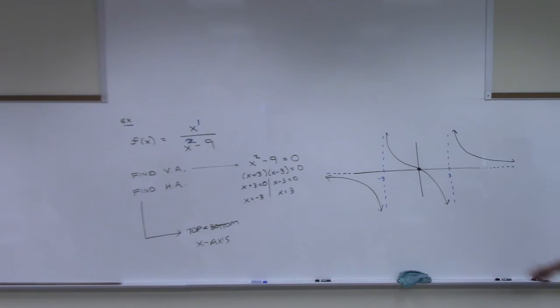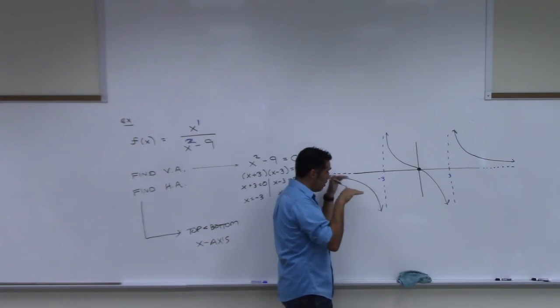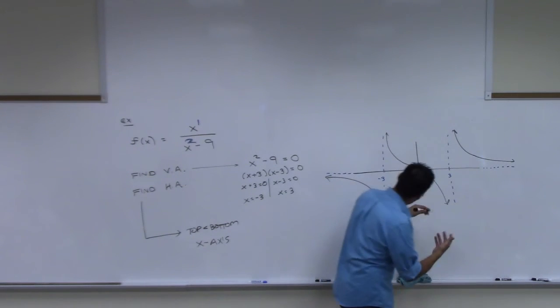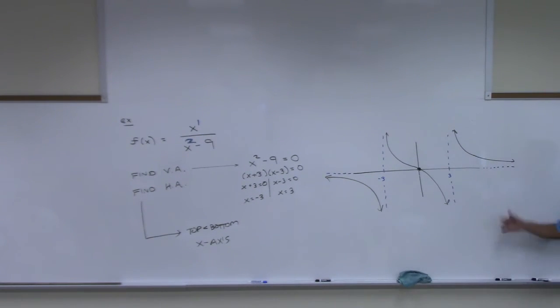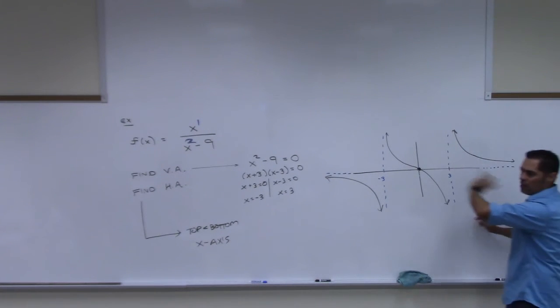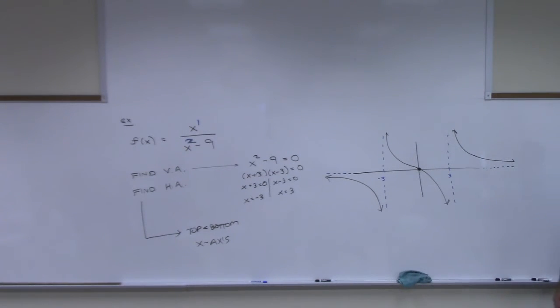So as it goes this way, it gets closer and closer to 0. As it goes this way, it's like, oh, there's a wall, and it goes like that. And then on this side, it's like, okay? That's the graph. So different than a line, a parabola, or a polynomial. It's so different, right? All right.